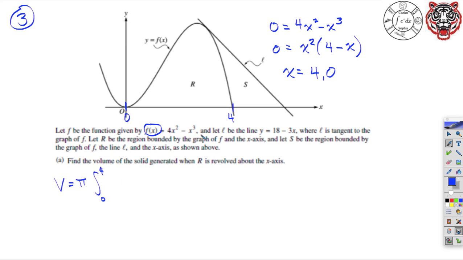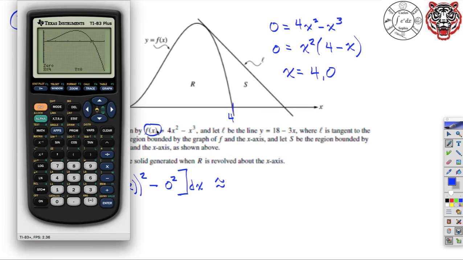So I could write all of this out, but I'm just going to be lazy in my notation. So it's f of x, all of that squared. And technically there's no function. Our function is our x-axis, so it's minus 0 squared dx. All right, time to plug that into the calculator. So when there's no g of x, you just put 0? Yeah, there's no g of x. So you can just leave it blank, or you can say minus 0 squared if you want to be very formal about it, I guess.